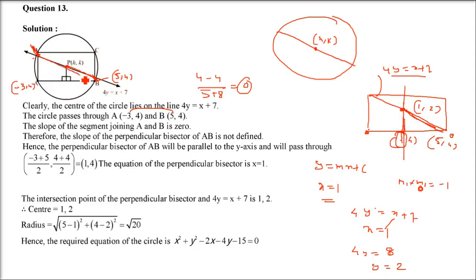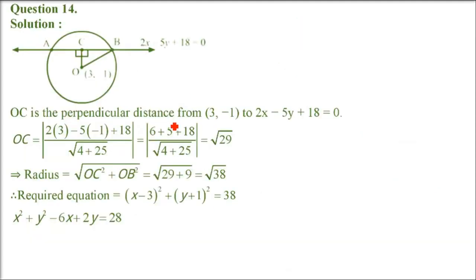So now, find the distance between (1, 2) and (5, 4). That will be the radius. So you have (5 minus 1) whole square plus (4 minus 2) whole square, under root, which is going to be under root 20. So take the center: (x minus 1) whole square plus (y minus 2) whole square equals 20. This is the final solution.